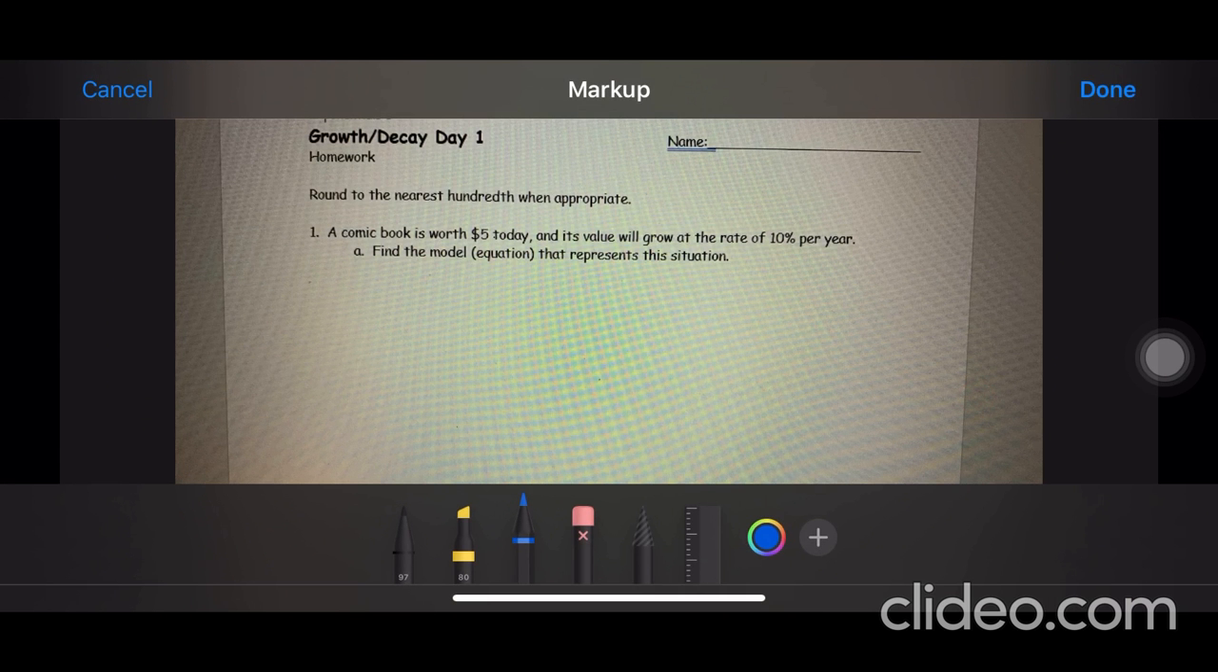Okay, so I'm trying not to be too offended because I taught you this, and so you not remembering makes me a little sad. But the first thing is, let's just think about what's going on.